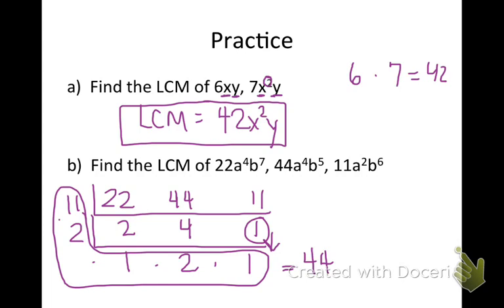Now let's tackle these variables. We have a to the 4th, and squared. The highest power is 4. b to the 7th, to the 5th, and to the 6th. The highest power is 7. There are no other variables, so we are done.